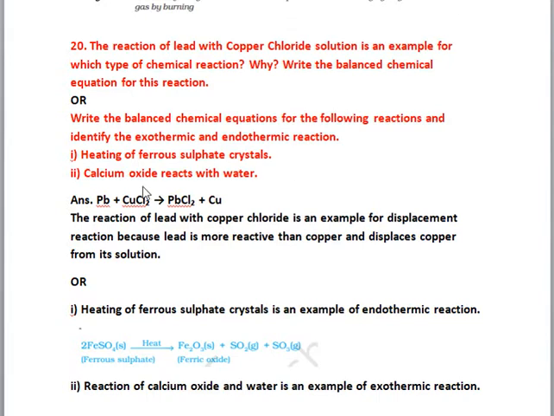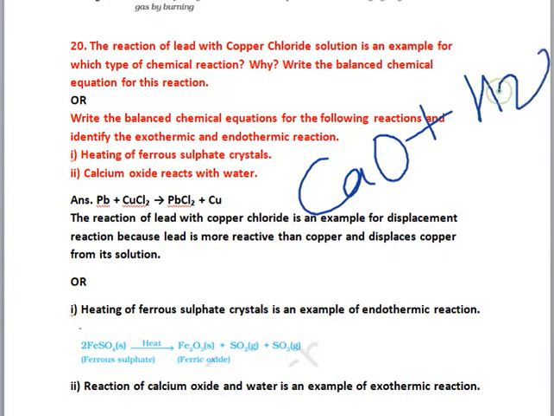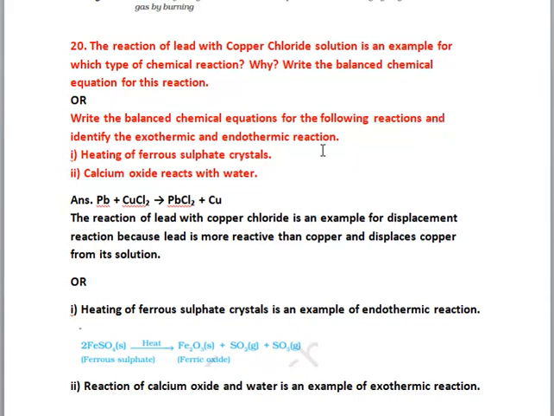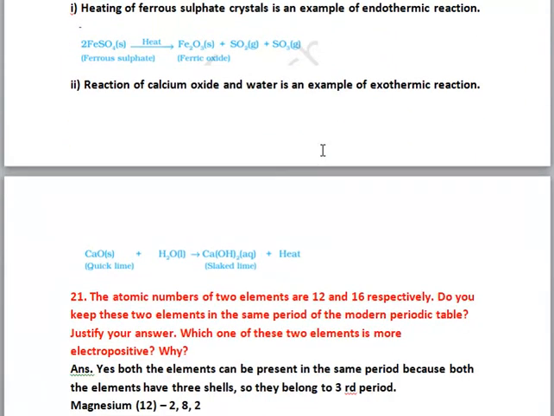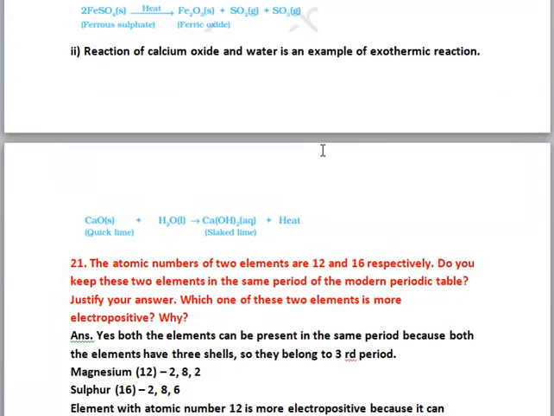Next one is calcium oxide reacts with water. Calcium oxide, CaO, reacts with water, H2O. Whenever calcium oxide reacts with water, a large amount of heat is released in that reaction, and we can hear that through a sound. Because of that sound we can understand that yes, heat is liberated in that reaction. So that is an example of an exothermic reaction.